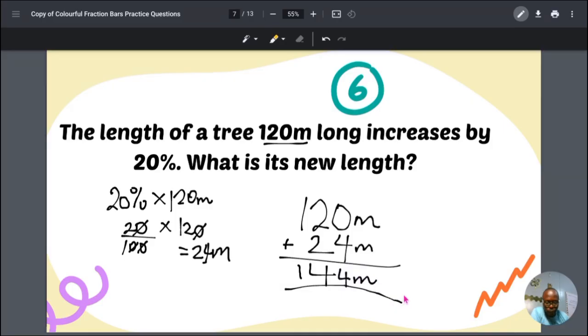You see that? 144 meters. That's the new length.